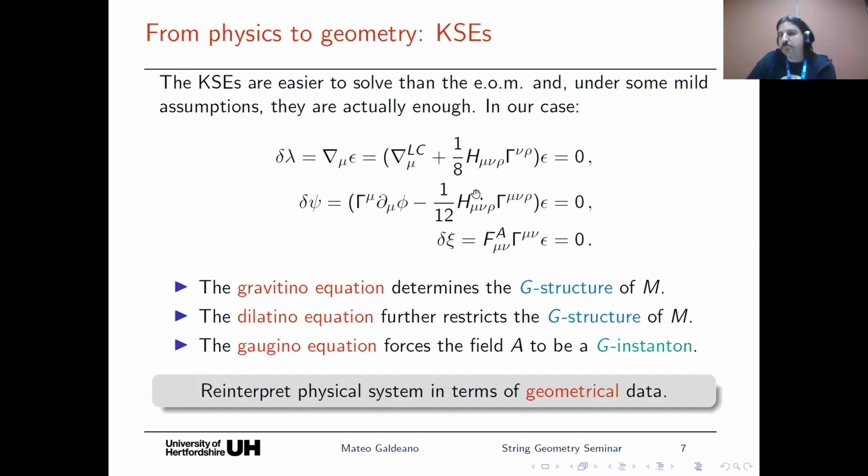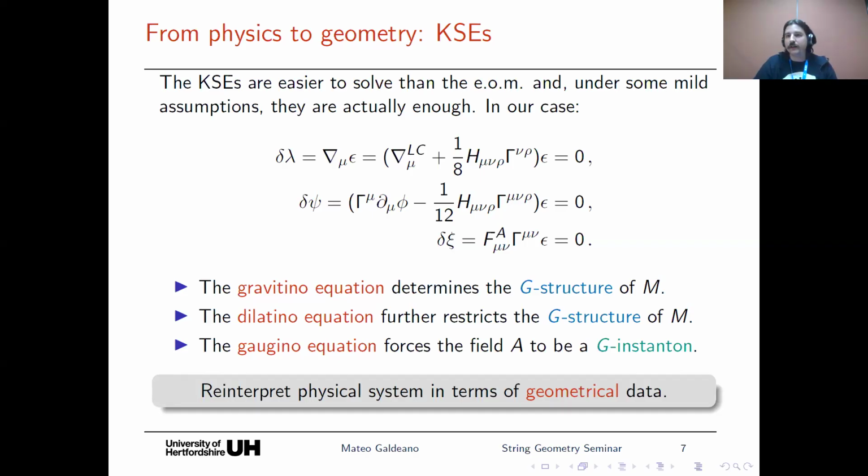And this is a very general system that you can study in different dimensions. When you do this for 6 dimensions, you get the well-known Strominger system. But we're going to do it for 7 dimensions. We're going to get a 7-dimensional analog. And we want to reinterpret this physical system in terms of geometrical data, in terms of geometry.